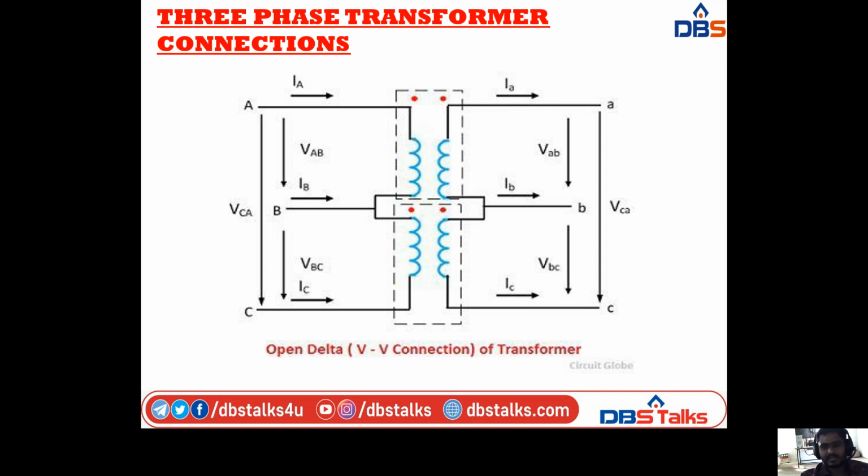So here we are taking the transformers like this. On the left side we have the primary, that is the VCA voltage, and on the right side we have the secondary, that is VCA. So here we have the voltage terminals at each phase, that is VAB and VBC on the primary and secondary, and the currents also IA, IB, IC like that.